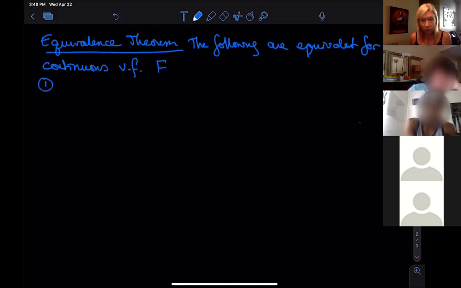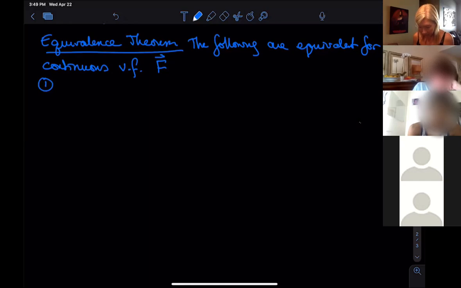Okay, what do I mean? So I'm going to give you a list of 4 things that might or might not be true about a given vector field. To say that they're equivalent means that if one of those things happens to be true about the vector field, then all 4 of the things will be true about the vector field. Or if one of those things happens to be false about the vector field, all 4 of the statements will be false about the vector field. Okay, so that's what I mean by saying they're equivalent. I'm not saying that this has to be true. I'm saying if one is true, then they're all true.